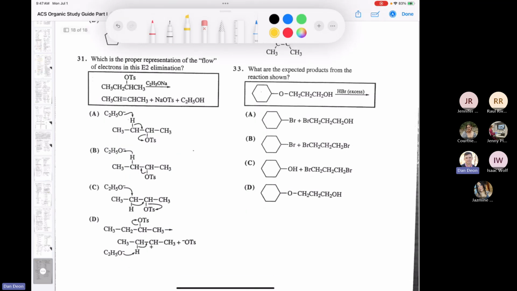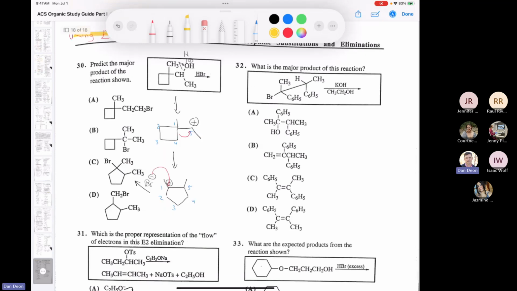You guys want to try a question of stereospecificity? Let's do that. Okay, question number 32 says, what is the major product of this reaction shown? So remember, the bromine and the hydrogen, the leaving groups, have to be anti-periplanar to each other, and they are not anti-periplanar the way that it's drawn.